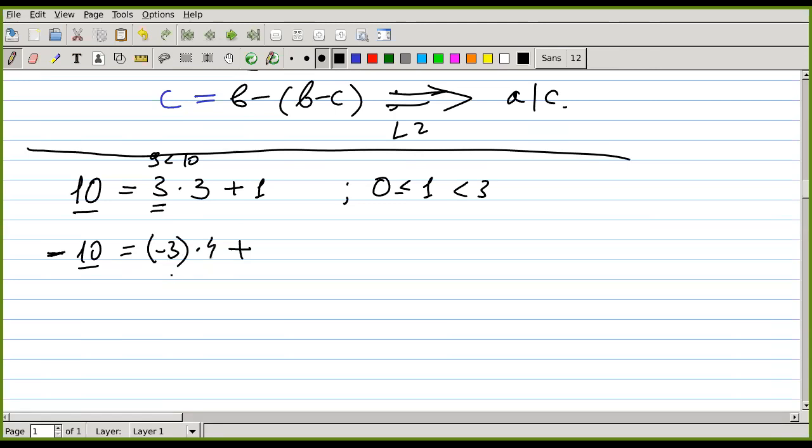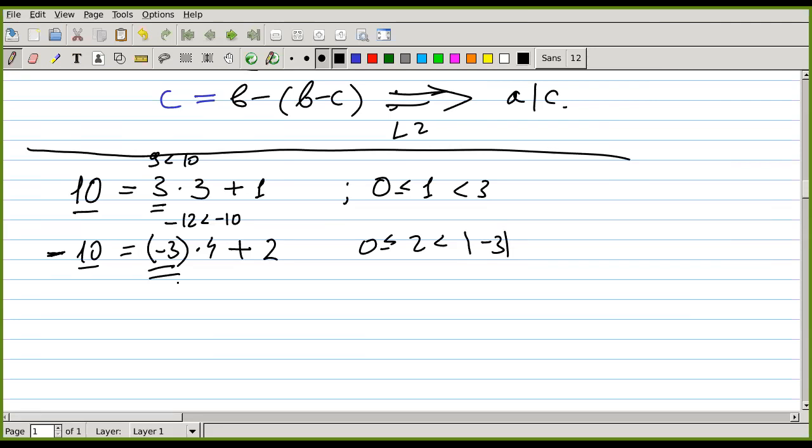If I multiply minus 3 by 4, I will obtain minus 12. Minus 12 is less than minus 10, but the difference between these two is 2. Of course, it is 2, and 2 is less than what? It is less than 3, it is less than the absolute value of our divisor. Is this idea clear? Yes.